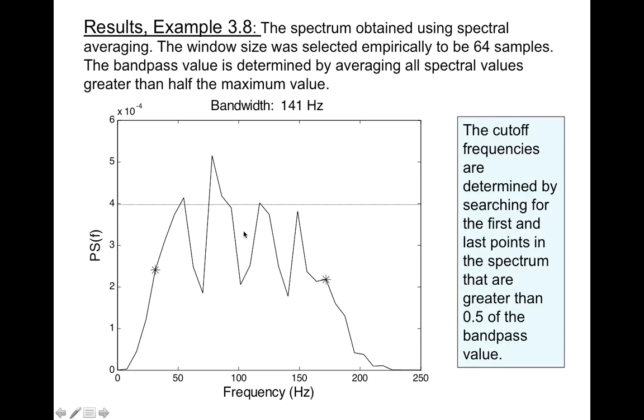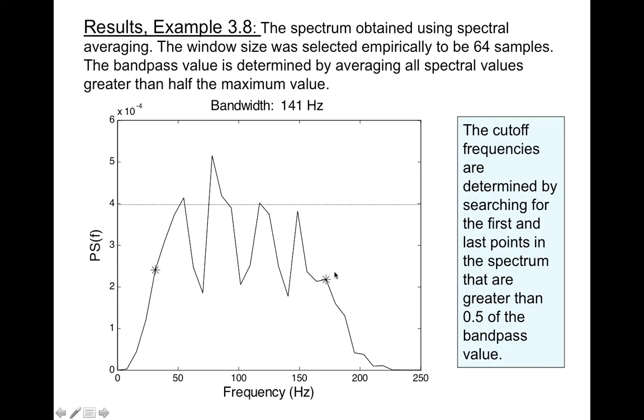If you look here, here is what the spectrum looks like when you use spectral averaging. Here is the location of the two cutoff frequencies. So how are those cutoff frequencies determined? Well, if you look at the maximum here, 5, we try to get an average bandpass value, and then here is what was determined to be the appropriate cutoff values for the high and low pass.